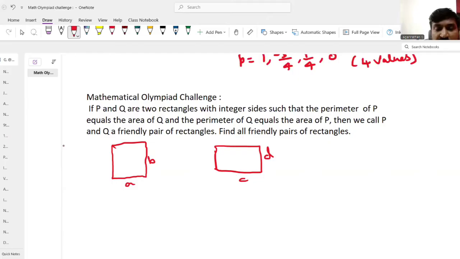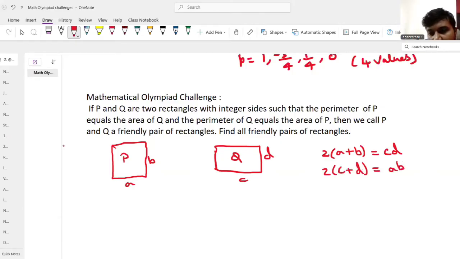According to the question, the condition is: perimeter of rectangle P. I'll call this rectangle P and this rectangle Q. Perimeter of rectangle P, so 2 times (A plus B), should be equal to the area of rectangle Q, so equal to CD. Similarly, perimeter of rectangle Q, 2 times (C plus D), should be equal to the area of rectangle P, that will be equal to AB.